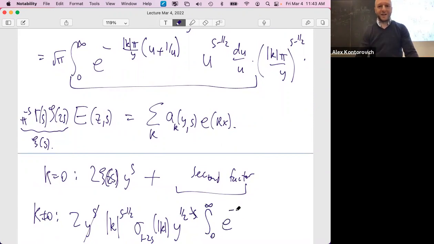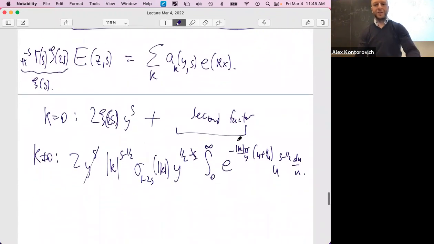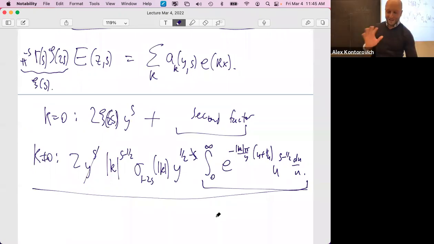Right. So e to the minus k pi over y. Why do I have an over y? The y is in the wrong place. Don't want an over y here. Anyway, we'll continue with this calculation next time, but we're very close, and then we're going to understand this expression. Okay, so this is the analytic continuation of the Eisenstein series. Well, it's not yet the analytic continuation. At the moment, it's just the Fourier expansion of the Eisenstein series.